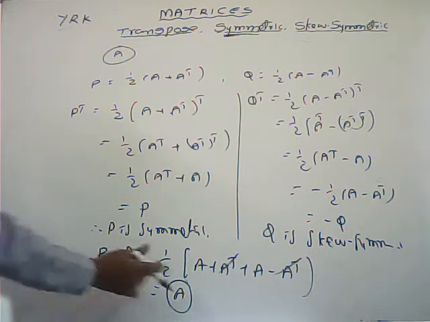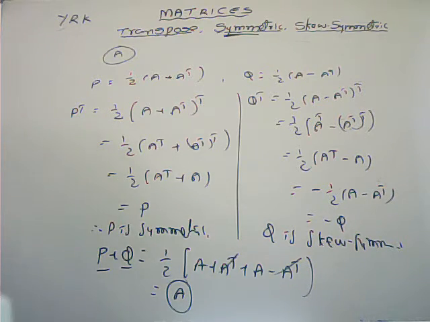So every square matrix we can express as a sum of symmetric and skew symmetric matrices. Now we can discuss some problems related to this concept.